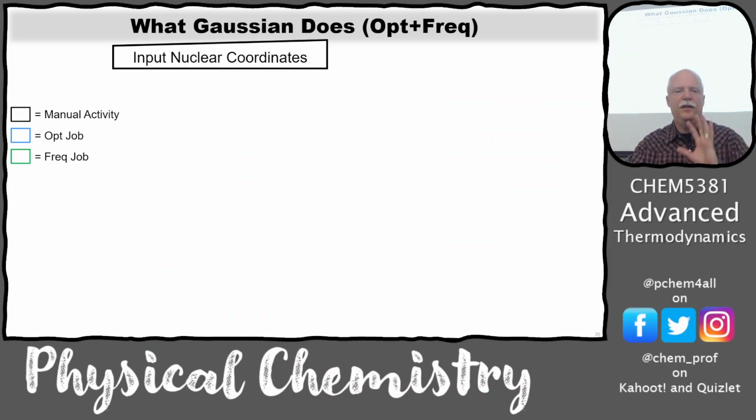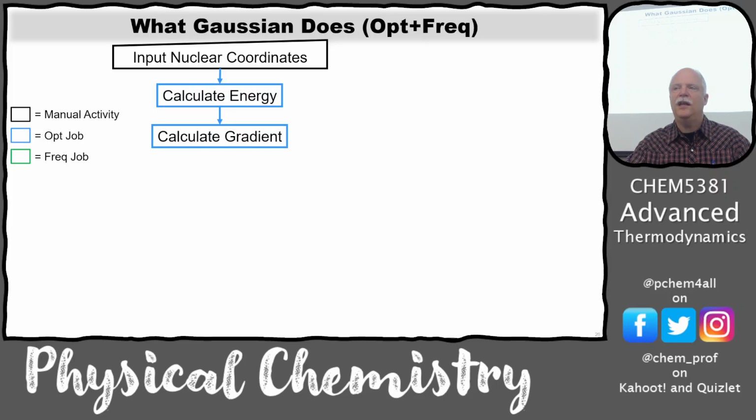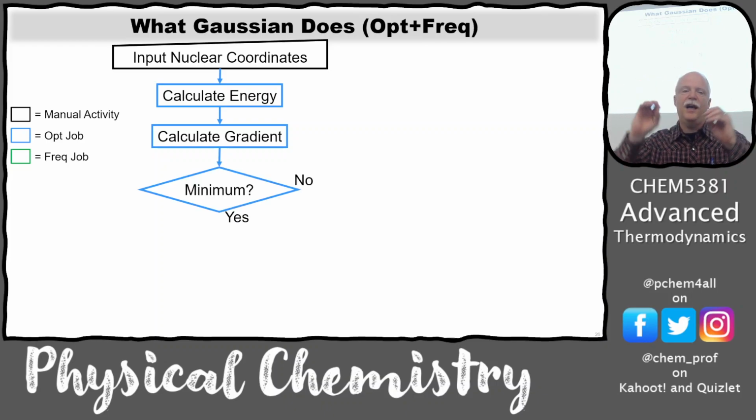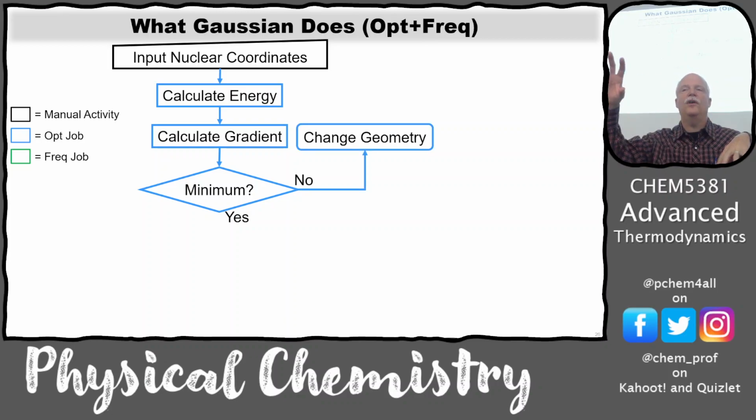So what does Gaussian do? We put in the nuclear component. See, the black squares are manual activity. So we go in and we build the molecule manually on the computer, picking the locations of the nuclei. Then Gaussian calculates the energy, calculates the slope of the energy with respect to those nuclear positions. It calculates the forces on the atoms. And then it says, are we at a minimum? And if the answer is no, then Gaussian will move those nuclei downhill.